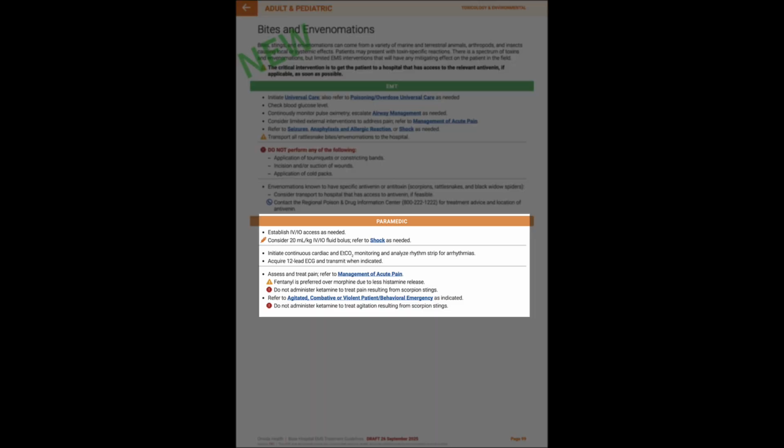The paramedic section adds the following. First, consider a 20 milliliter per kilogram fluid bolus for hypotension or systemic signs. Start cardiac and end-tidal CO2 monitoring and obtain a 12-lead ECG. Provide pain control. And here, fentanyl is going to be preferred over morphine because it causes less histamine release, reducing risk of compounding hypotension or other negative effects. If you encounter hypotension that persists despite fluids, you can refer to the shock guideline here.